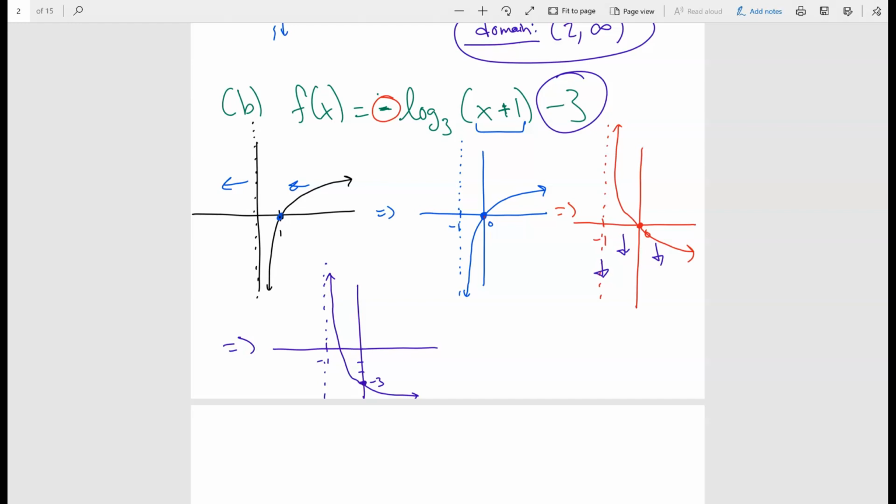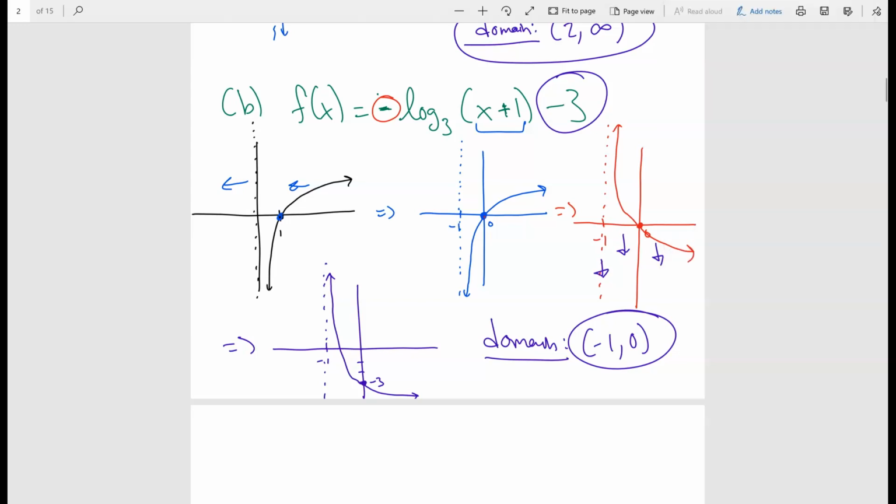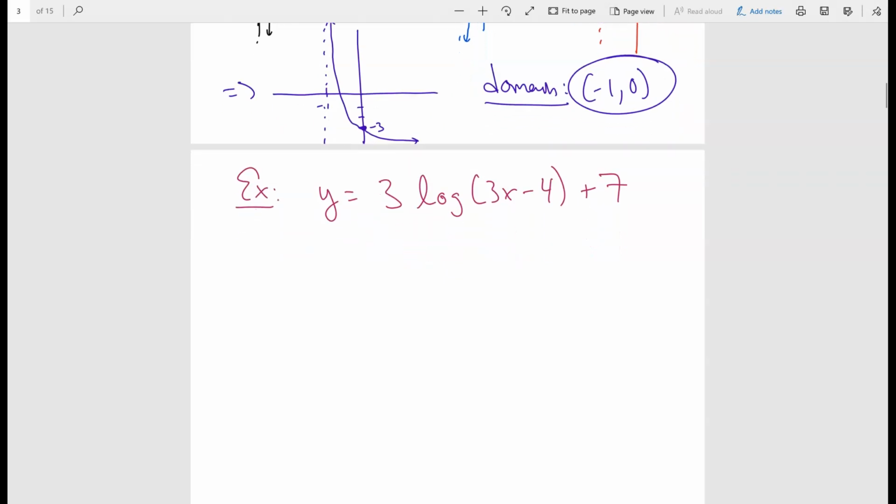of solving logarithmic equations. So here the domain, you can clearly see it is going to be from negative 1 to 0. Okay. Now there's going to be some problems where the domain might be a little hard to find. So let's say if I give you this example and I tell you y is equal to 3 log of 3x minus 4 plus 7, would there be an easier way for you to figure out where the domain is? Okay, without having to graph it? And the answer is yes, you can find what the domain is without having to graph it.